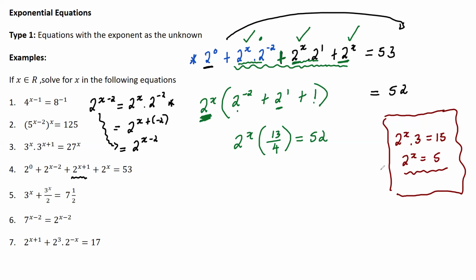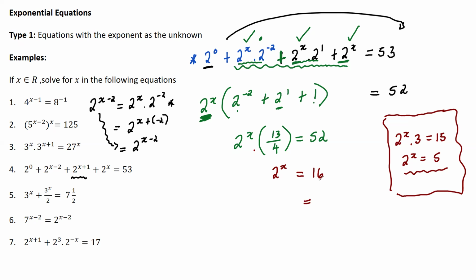So I can divide both sides even here by 13 over 4. I can always say 52 divided by 13 over 4. I get the answer 16. And then here I remain with 2 to the power x. I can always do that in maths. Divide by 13 over 4.